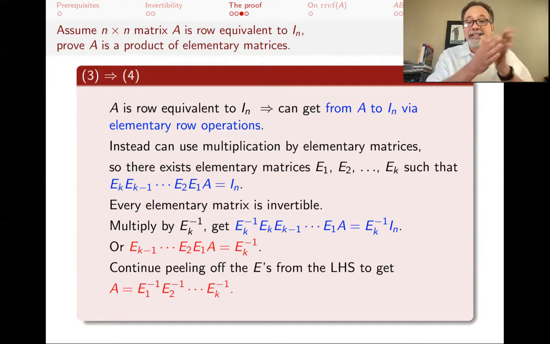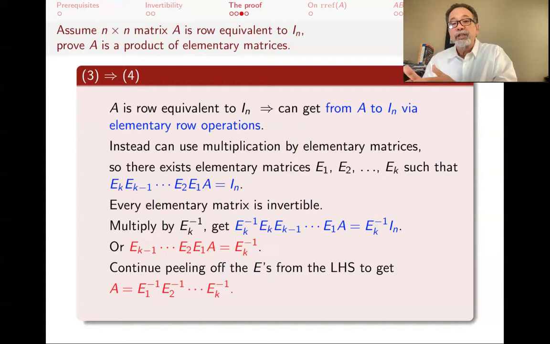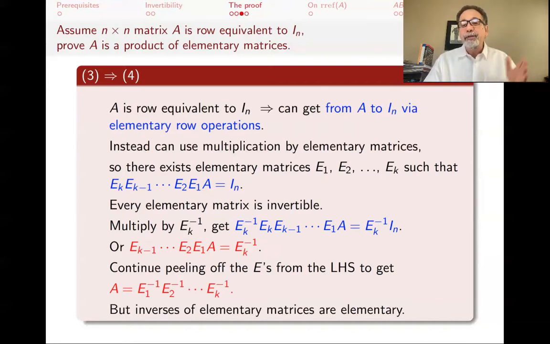It used to be EK times EK minus 1 all the way to E1. Now it's E1 inverse, E2 inverse all the way to EK inverse. And you can't switch it around. So I got A as a product of these things. I'm not quite done because I said A is a product of elementary matrices, not the inverses of elementary matrices. But now I remember from my video on elementary matrices that inverses of elementary matrices are also elementary. So those E1 inverse, E2 inverse, EK inverse are all elementary matrices. And I wrote A as a product of elementary matrices. So I'm done with that.